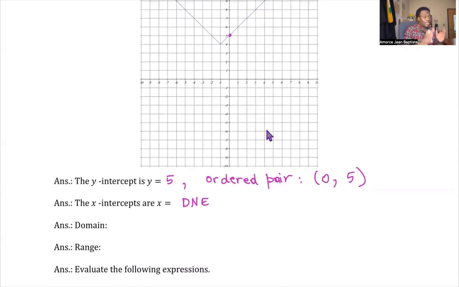The domain, as it opens up as it goes up, means the domain will be from negative infinity to positive infinity. And for the range, we look at where it starts from the bottom, that's 4, with a bracket, and it goes all the way up to infinity.